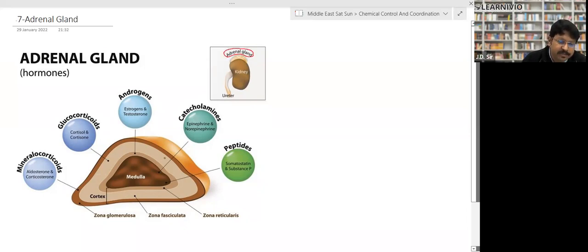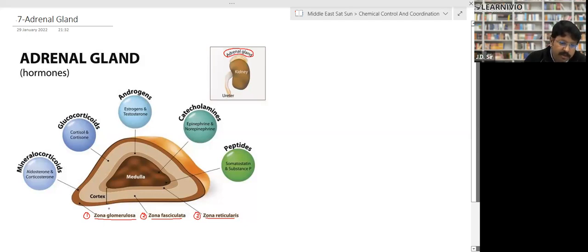If we take the lateral section, the adrenal gland is made up of three layers. The outermost layer is capsule. After the capsule, the first layer is called zona glomerulosa, right? This is the outermost layer. Then the middle layer is known as zona fasciculata, and the third layer is called zona reticulata, right? So it is actually made up of three layers.